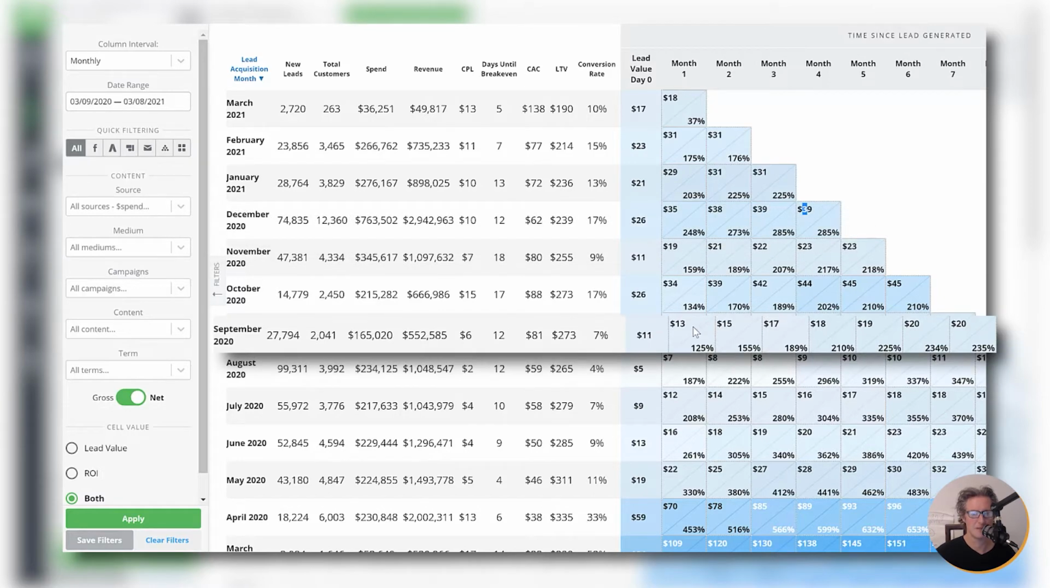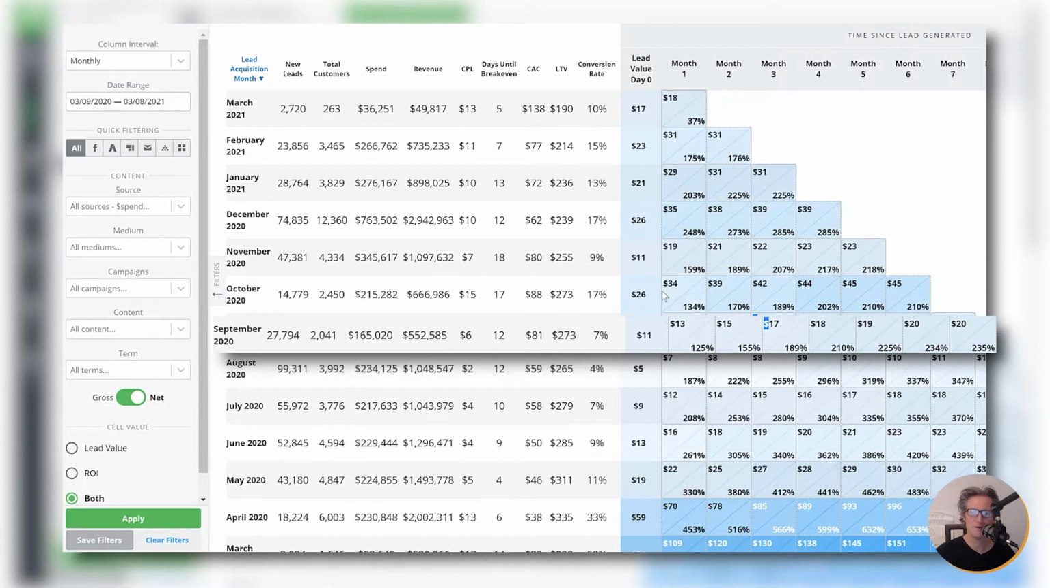We go down and look at some different months. Let's look at September. Month 1, they were at $13. Month 2, $15. Month 3, $17. So they're increasing. And if you look across here, they're always going up about 15%, give or take. Some months a touch more, but that's about what you can expect 90 days in.